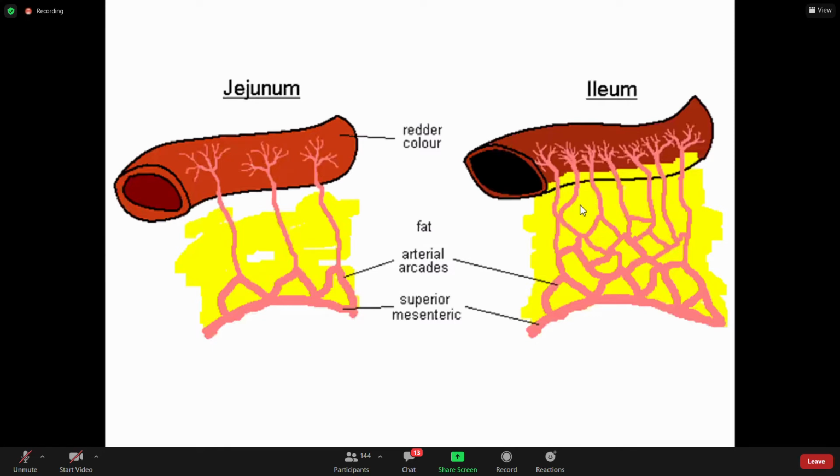And the peritoneal window here: in the ileum it is filled with fat, and there will be more windows, while it will be more translucent in the duodenum. So these are some gross features which you need to identify in the gross specimen.